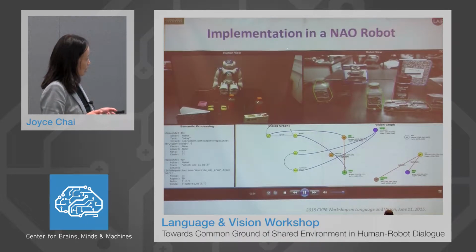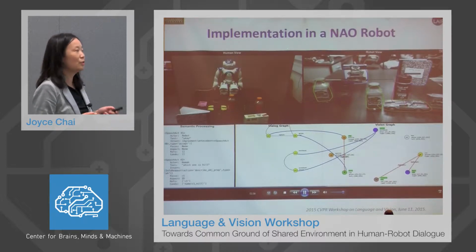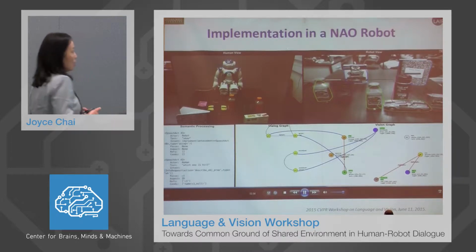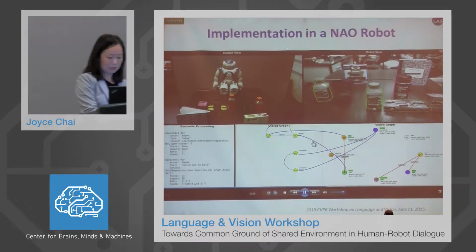I just want you to bring your attention, when you see the demo, you're going to see some of the green labeled nodes. Those are the new knowledge automatically acquired through dialogue. So the robot used the knowledge acquired through dialogue to enrich its own representation during the interaction.